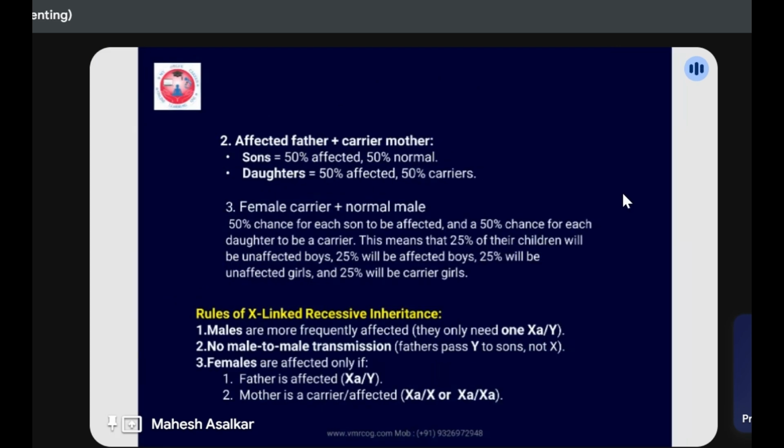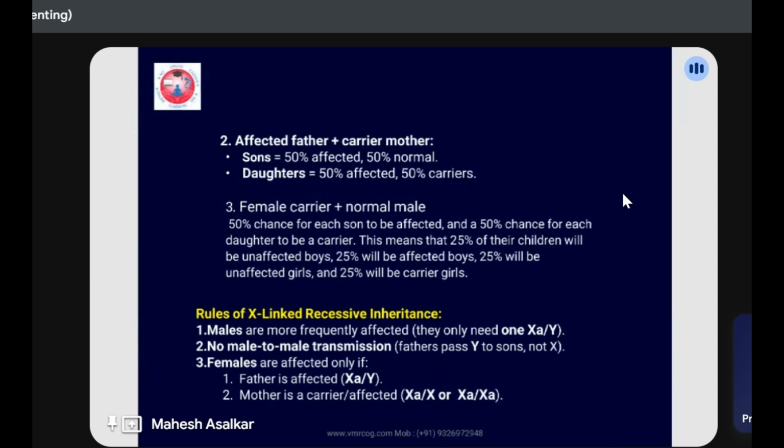Okay, so the second scenario is where the father is affected but the mother is a carrier. In this particular case, 50% of sons will be affected and 50% normal. Daughters will be 50% affected and 50% carriers. Okay, so these are the probabilities in this particular scenario.